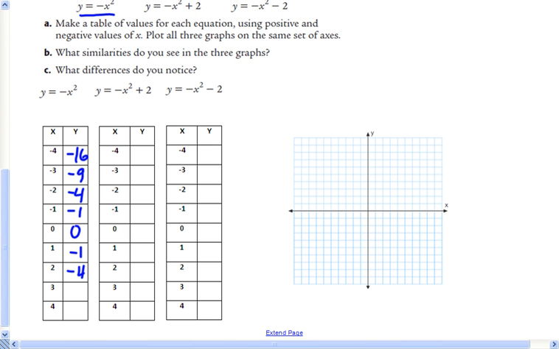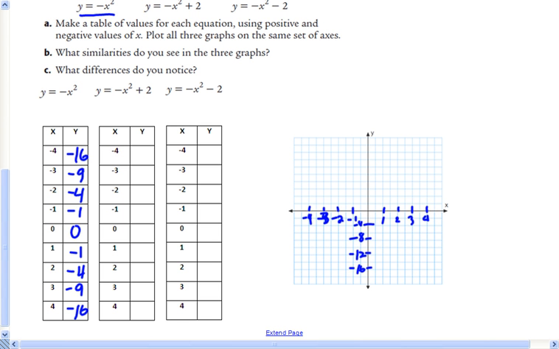Negative 9 and negative 16. And then I'm going to use the same scale. So this is negative 1, negative 2, negative 3, negative 4, 1, 2, and I'm going to make this scale 2. So this is negative 4, negative 8, negative 12, negative 16.